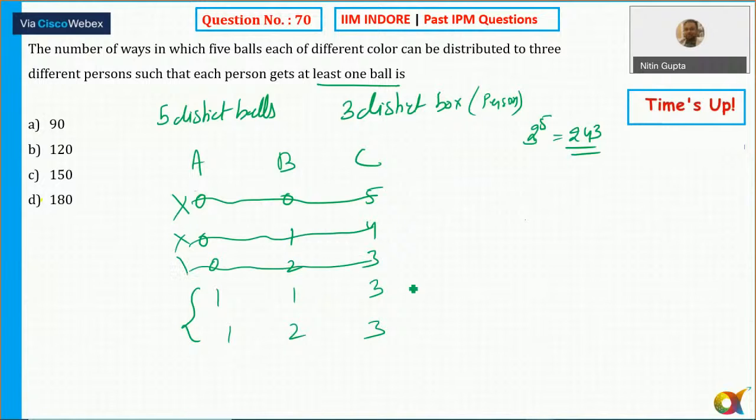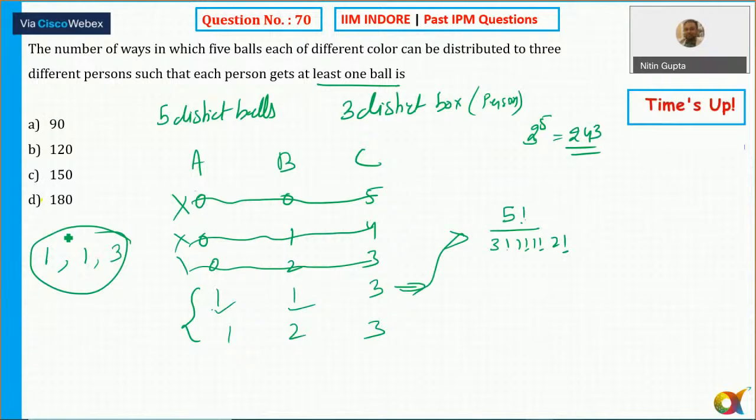So 113. So we know that whenever it is a case of distinct and distinct, पहले 5 बॉल को 3 ग्रुप में डिवाइड करूंगा. अब 3 ग्रुप में डिवाइड करूंगा तो कैसे होगा? That is factorial 5 by factorial 3 into factorial 1 into factorial 1. Why? Because there are 2 groups in which the number of balls are same, 1 and 1. तो 5 बॉल को 3 पार्ट में डिवाइड करना है. एक पार्ट में 1 बॉल हो, एक पार्ट में 1 बॉल, और एक पार्ट में 3 बॉल. So that's a grouping concept.